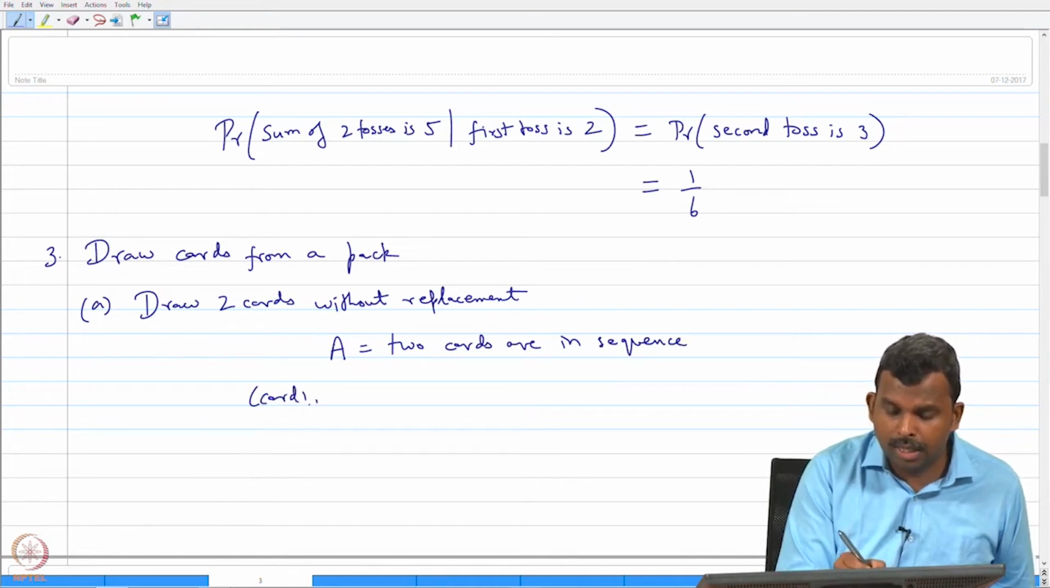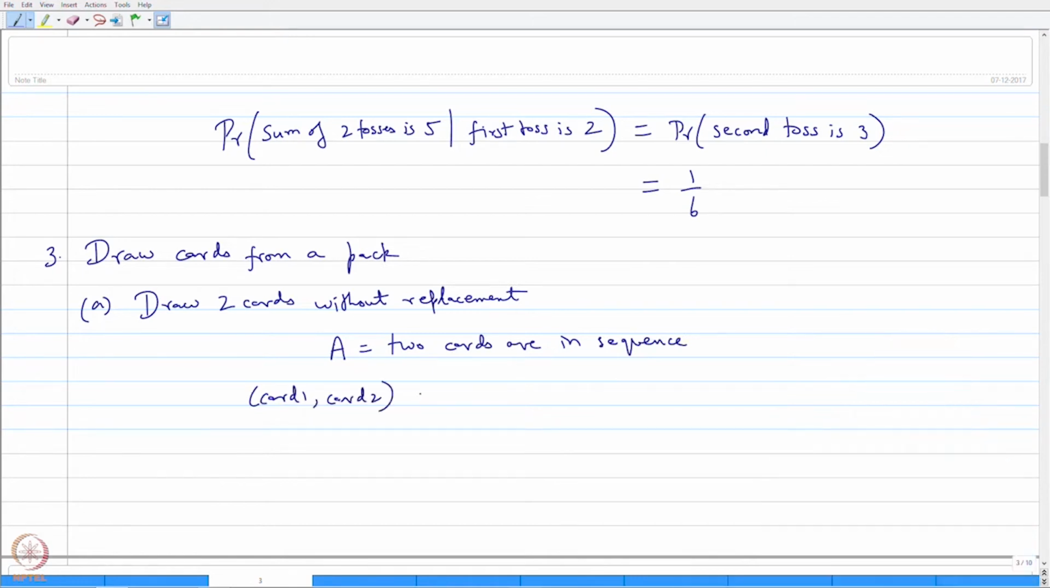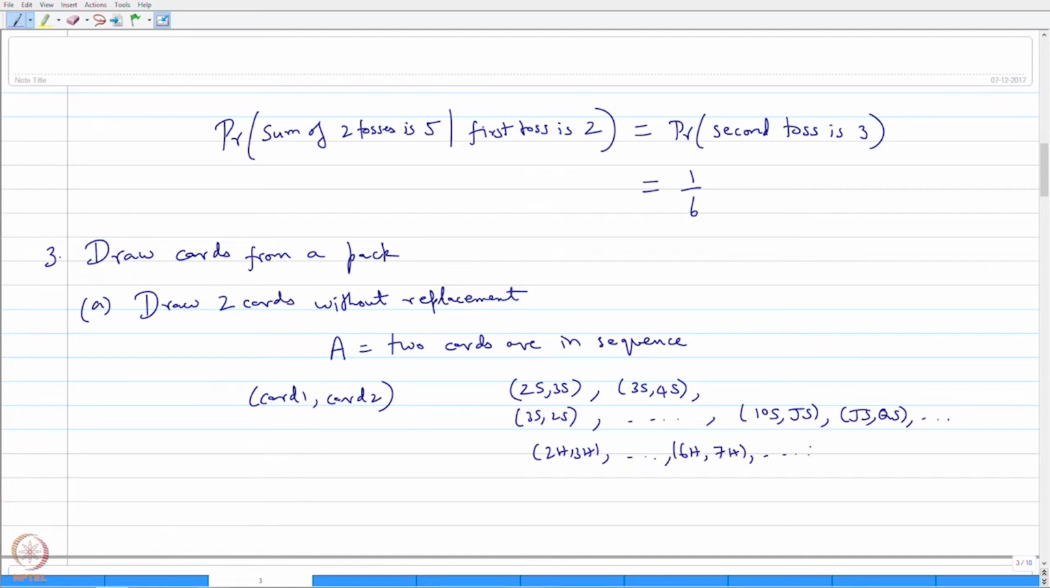Let us say we draw card 1 and card 2. These could be, let us say, 2 spades, 3 spades, or 3 spades, 4 spades, or in fact they can also be 3 spades, 2 spades. This is also actually in sequence, even though it comes in reverse sequence. Anything else could also be a sequence, so 10 spades, jack spades, queen spades, like that. They should be the same suit. Or you could have 2 hearts, 3 hearts, or 6 hearts, 7 hearts, like that. So, both cards should be in the same suit and the numbers should be next to each other.